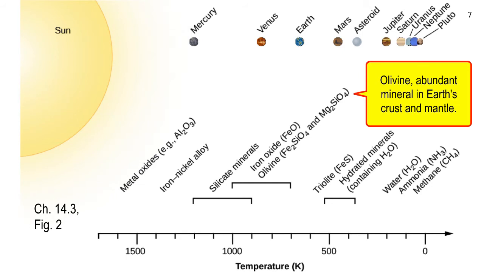Here's one mineral called olivine, and that's found around Earth and Mars. It's a big component of Earth's mantle and crust, and you see it in a lot of igneous rocks up at the surface too.